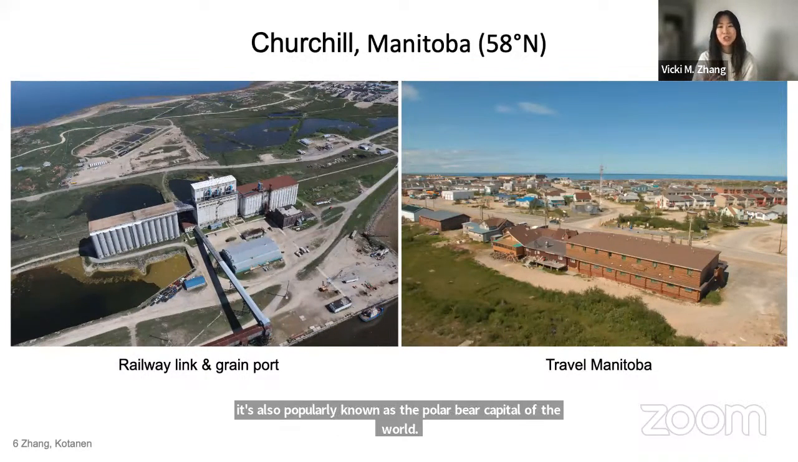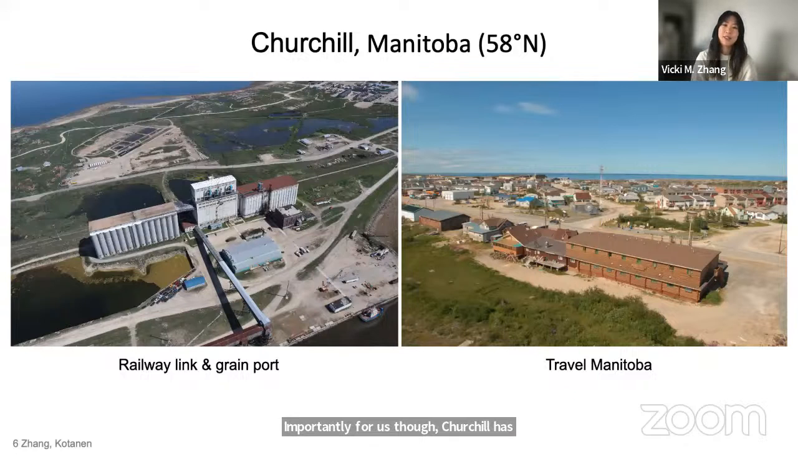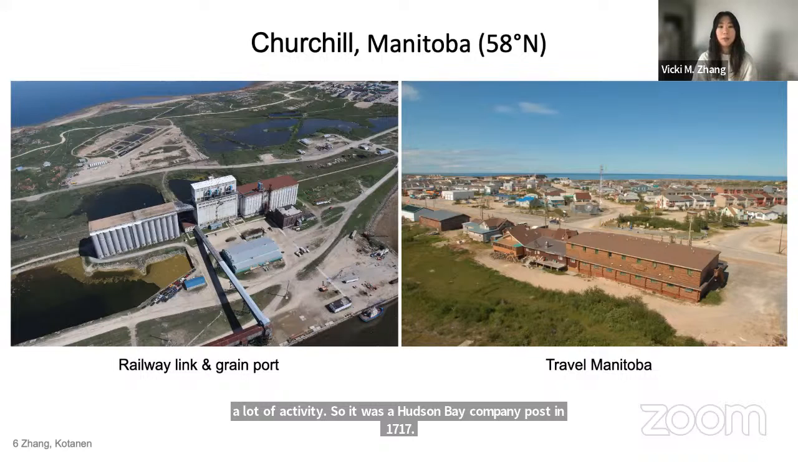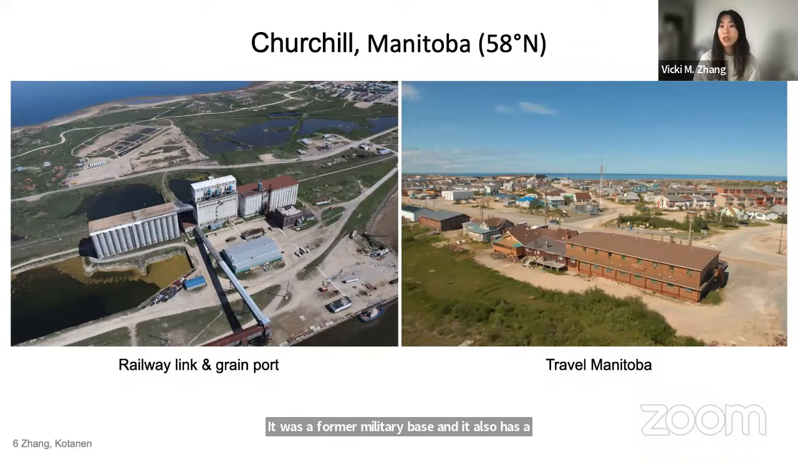Importantly for us, though, Churchill has been a site of a lot of activity. It was a Hudson Bay Company post since 1717. It was a former military base, and it also has a grain port and a railway link to the south. And so this area here is what I consider ground zero for invasions.